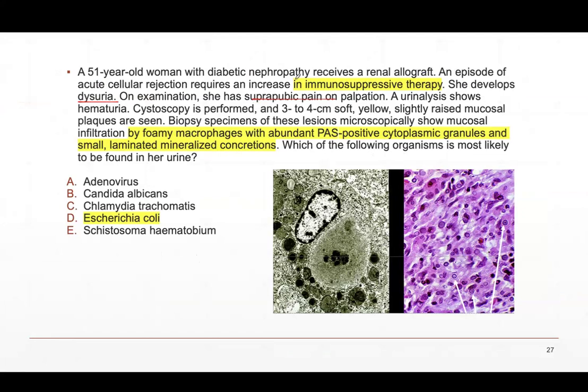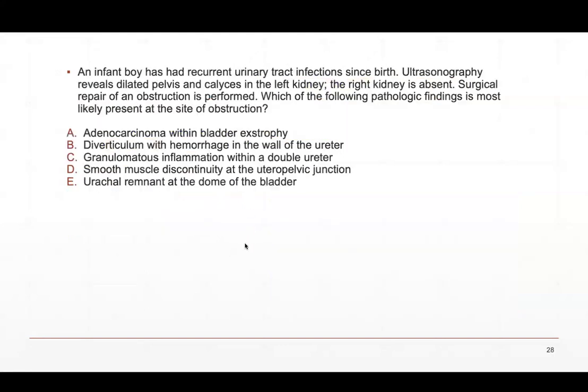But this 51-year-old woman has diabetic nephropathy, and she received a transplant. So transplant patients are always on immunosuppressive therapy. And the clue overall is foamy macrophages with PAS positive cytoplasmic granules. I don't think there's anything else in your lectures that has macrophages like this. So when you hear this, you think directly malakoplakia, especially since it's on cystoscopy. Is that clear? Excellent. Okay.